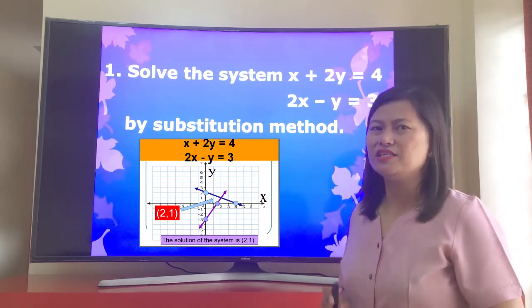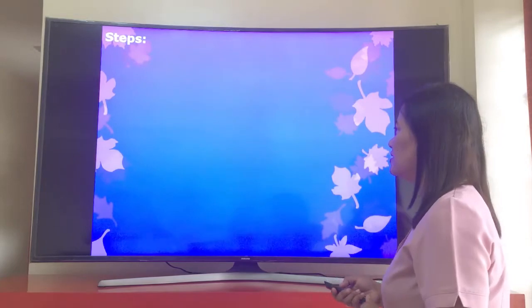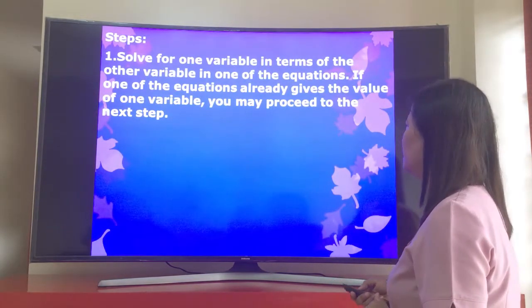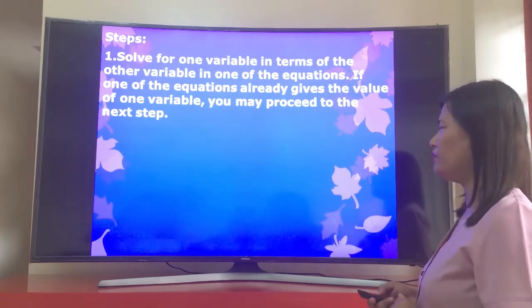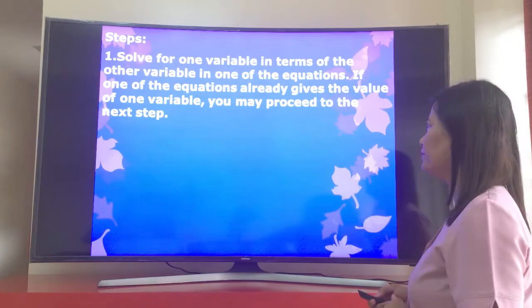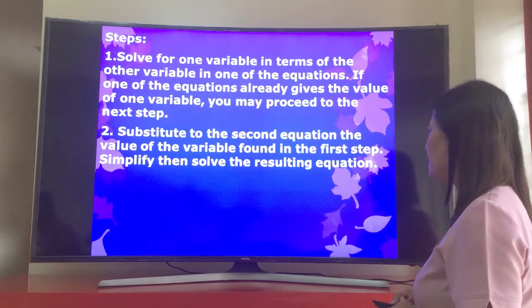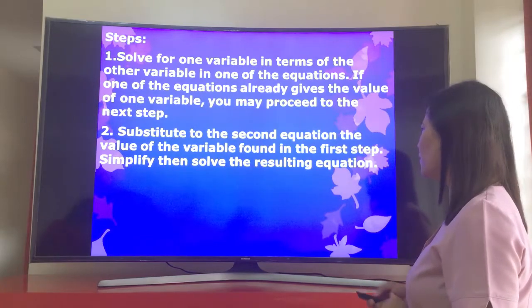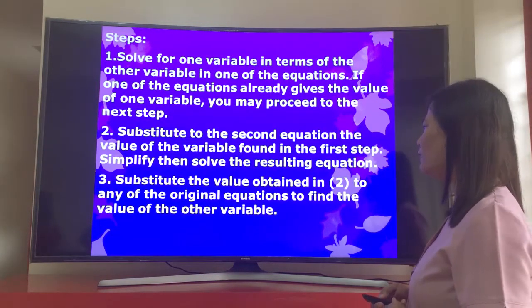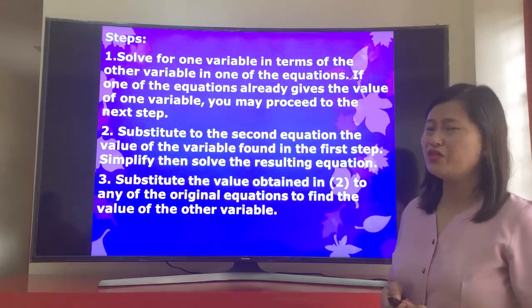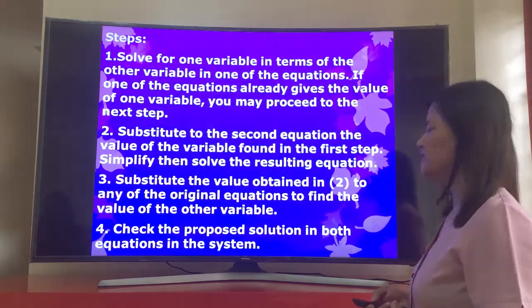Let me give the steps in solving system of linear equations in two variables using this method. Step 1. Solve for one variable in terms of the other variable in one of the equations. If one of the equations already gives the value of one variable, you may proceed to the next step. Step 2. Substitute to the second equation the value of the variable found in the first step. Simplify, then solve the resulting equation. Step 3. Substitute the value obtained in step 2 to any of the original equations to find the value of the other variable. And check the proposed solution in both equations in the system.